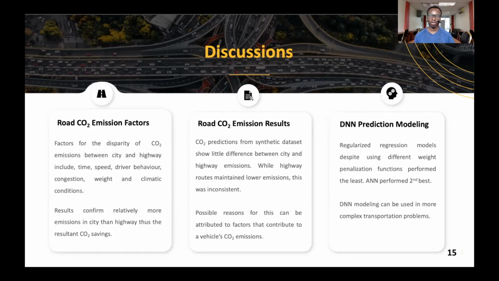So in terms of modeling, regularized ridge regression models performed quite differently despite the weight penalization functions. Artificial neural network performed second best, with deep neural network performing the best, which shows that it can handle quite complex multimodal problems with ease, especially with proficient hyperparameter tuning.